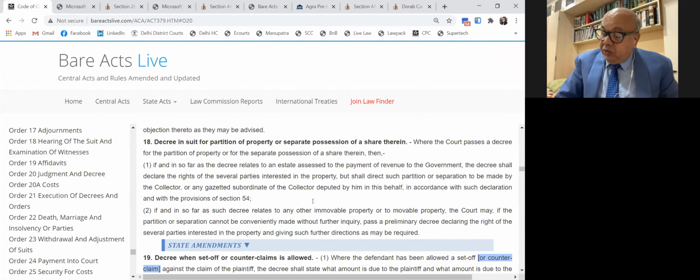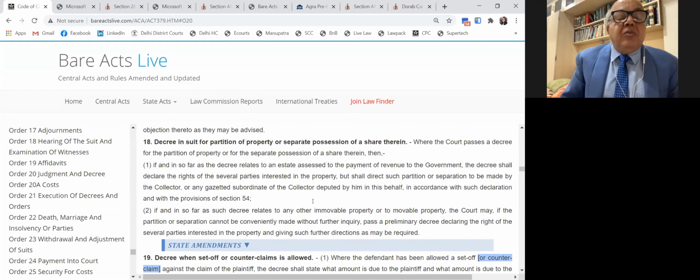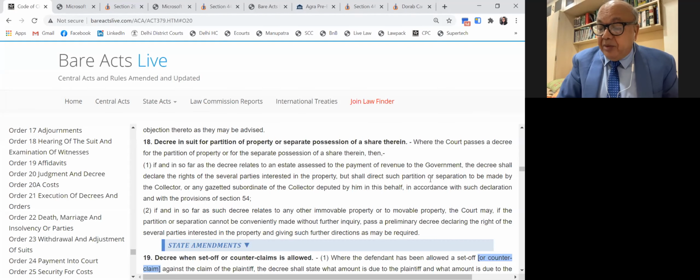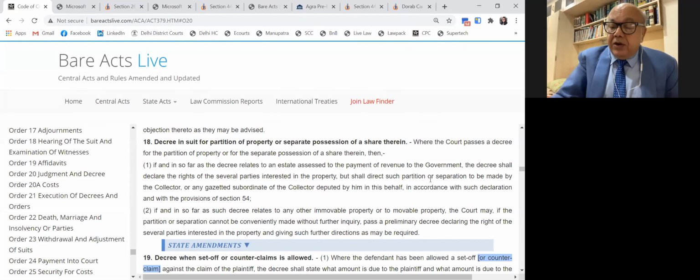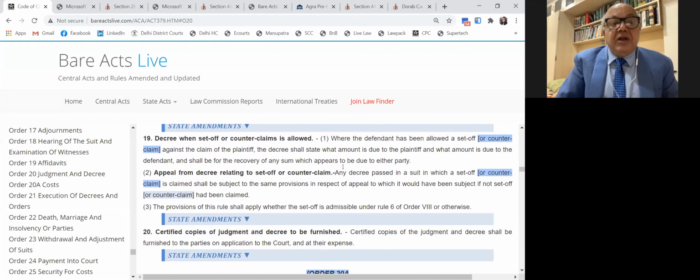Now, if a suit is filed by strangers under Section 44, if separate possession and partition is possible, then is the remedy possible under the Transfer of Property Act? So the court can pass a decree under Order 20, Rule 18 in that regard for separate possession. Then Order 20, Rules 19 and 20 deal with a decree in set-off and counterclaim.